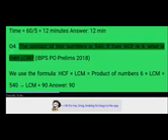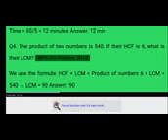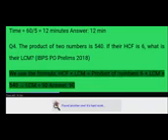Q4. The product of two numbers is 540. If their HCF is 6, what is their LCM? IBPS PO Prelims 2018. We use the formula: HCF times LCM equals product of numbers. 6 times LCM equals 540, so LCM equals 90. Answer, 90.